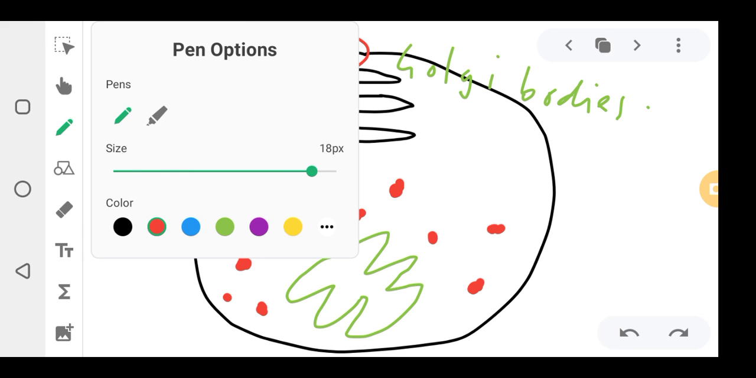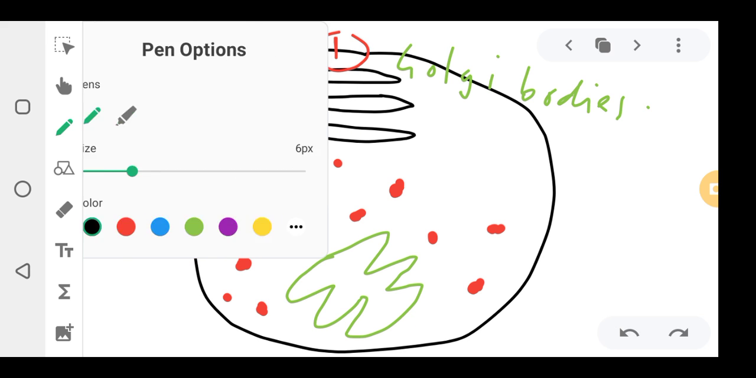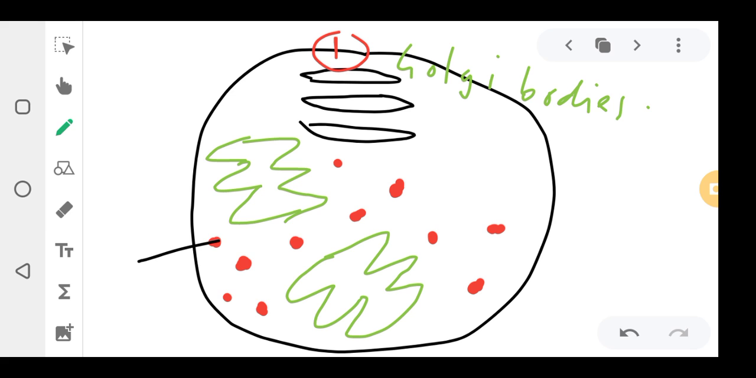Ribosomes. So these ones are called ribosomes. Okay, let me put it down there because of space. I'll name these ones as part 2. I'll use the red. Okay, so this is part 1, and then part 2, ribosomes.